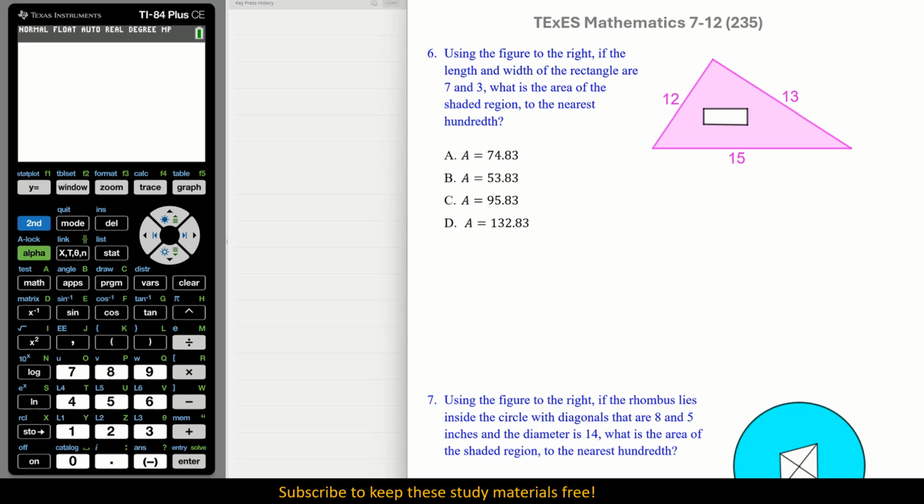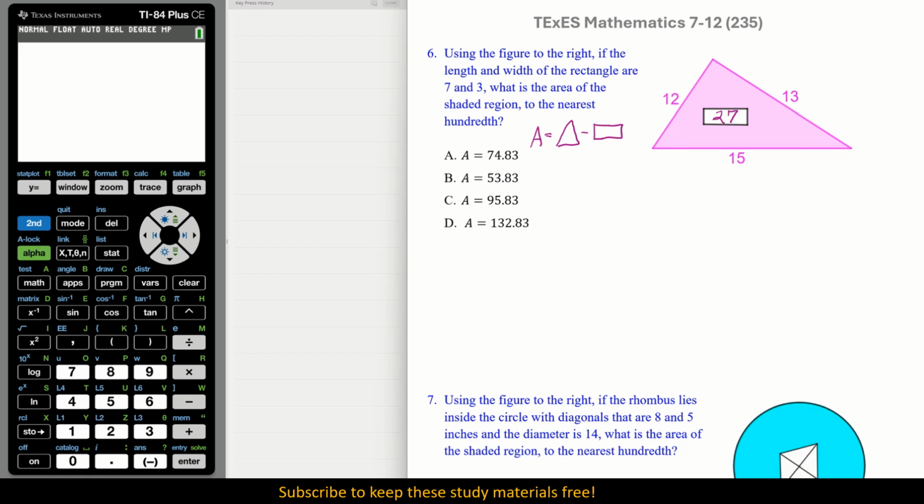Using the figure to the right, if the length and width of the rectangle are 7 and 3, it will be 7 times 3. What is the area of the shaded region to the nearest hundredths? So as I said, this would be 21. And what are we doing? We're going to have to use Heron's formula. I'll go through that with you. Not a big deal.